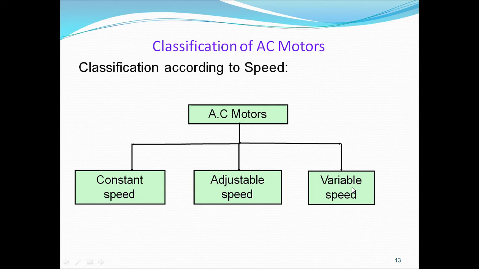Next is variable speed. It is not possible to control the speed. That means if you apply the load, the motor speed is changing. Just now in the previous slide, I told you induction motors are variable speed motors. That means its speed changes depending on the load. According to how much load we apply, the speed is changing.